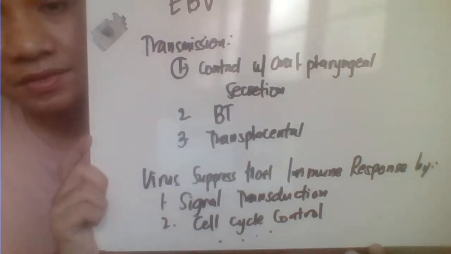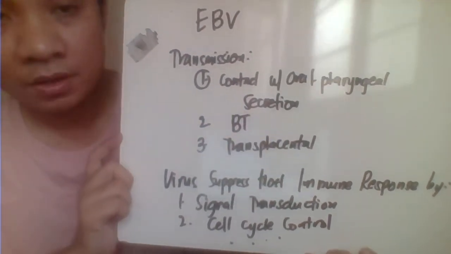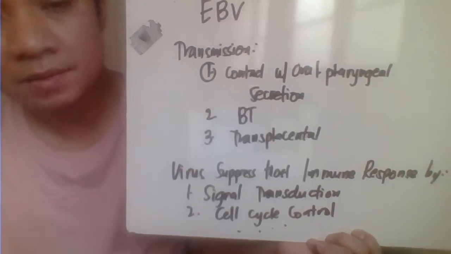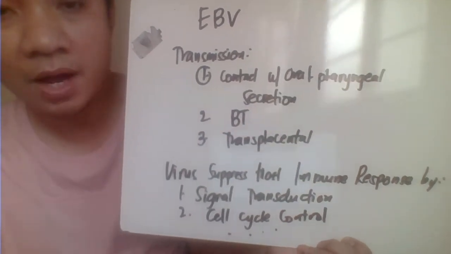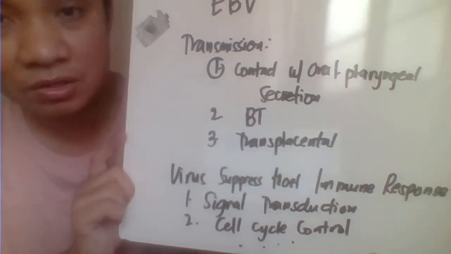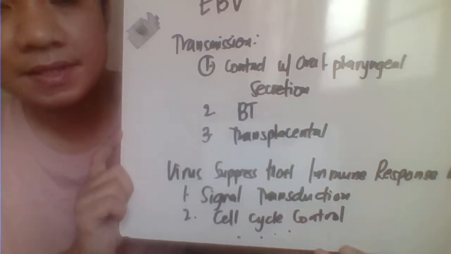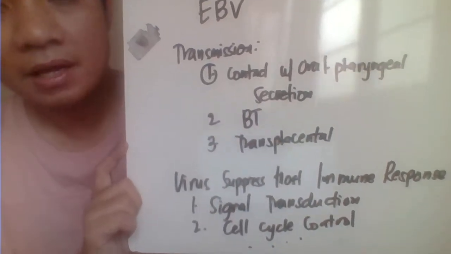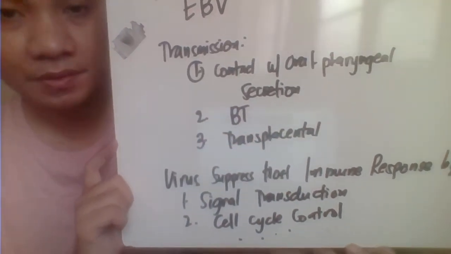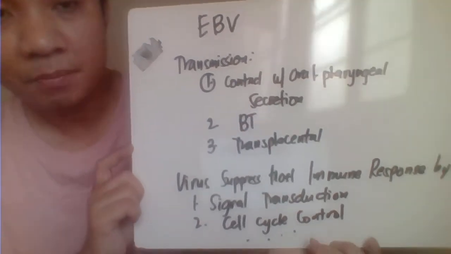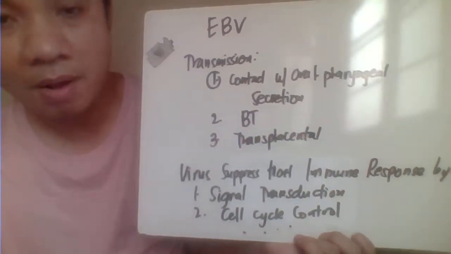Okay, so the virus basically tries to suppress the host immune response by the following mechanisms. Number one, signal transduction. It also tries to inhibit cell cycle control, regulation of gene expression, post-transcriptional RNA processing, protein modification, and DNA replication.